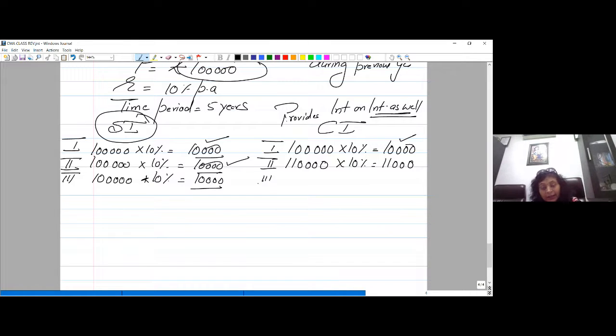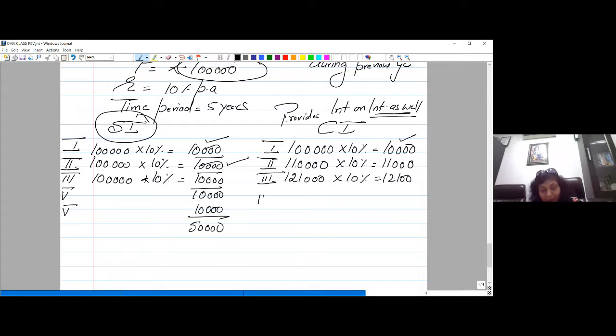Now in third year, our amount becomes 1,10,000 plus 11,000, that becomes 1,21,000. So we charge interest on amount, and that becomes 12,100. Now, in case of simple interest, every year you get the same 10,000 of interest. So total interest earned by you in 5 years is 50,000.